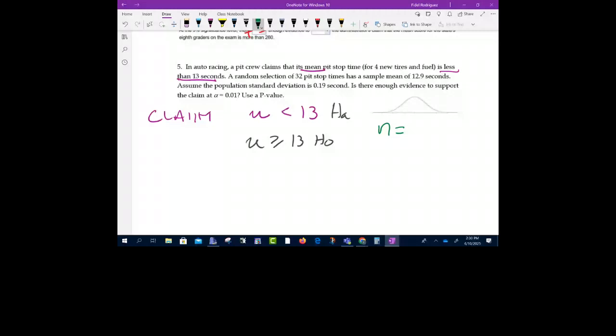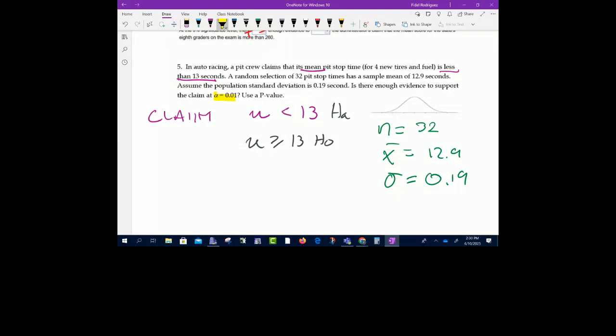How many pit stop times did they check? How many times did they do this when they were checking all these cars? Did we know? 32. That's my n. The average of those times was how much? 12.9. Very good. Do we know what our sigma is, our population standard deviation? Very good, 0.19. I'm going to come back to this in a minute. Let's take a look at my alpha. My alpha is 0.01.